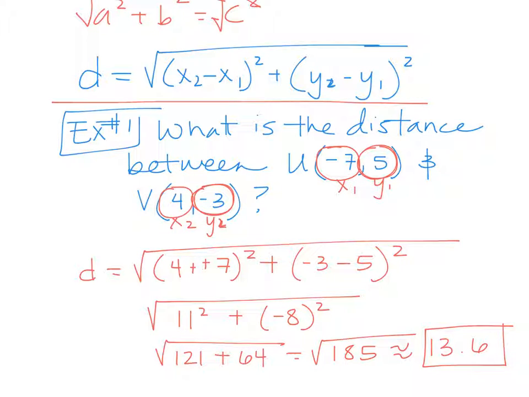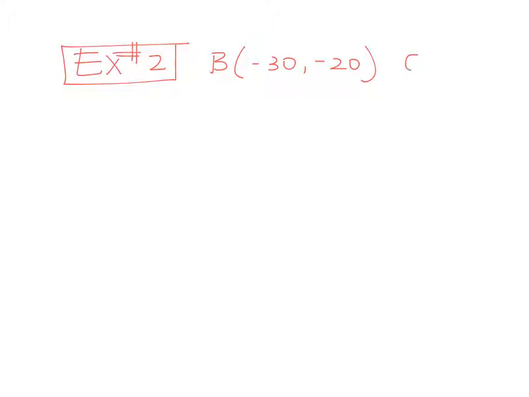Okay, so let's say we were working on a coordinate plane and we had, I don't know if I wrote example 1 or example 3 for that. We had 2 points on our coordinate plane. We had the point B, which is negative 30, negative 20. And we had the point C, which is negative 15, 10. And I said, find the distance between those 2 points on the coordinate plane.